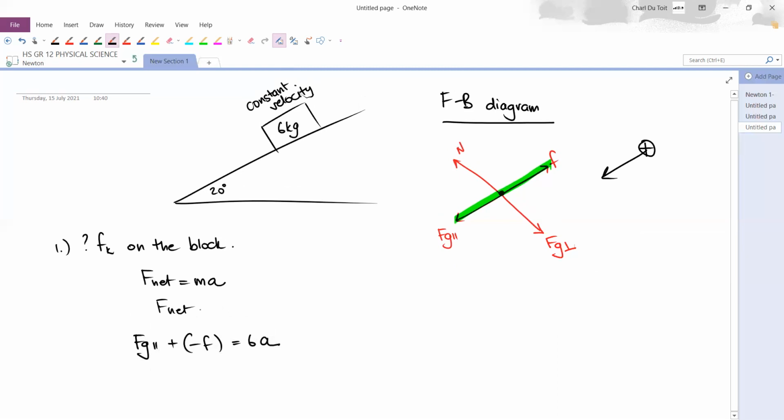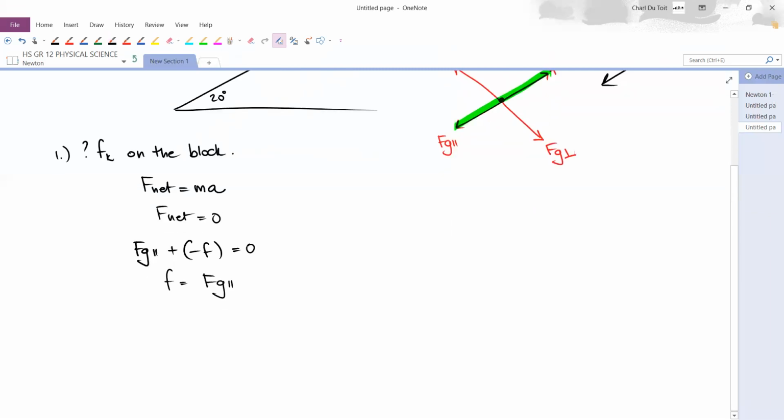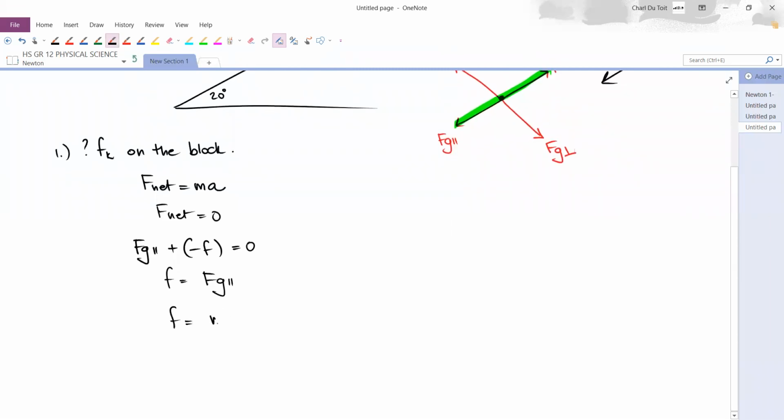F net is 0 because there isn't any acceleration. So the net force is 0, so I can make those two components equal 0. Therefore, the frictional force equals the Fg parallel force. So the frictional force is mg sine alpha.